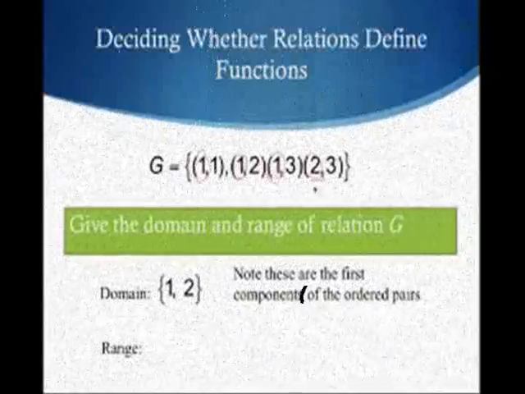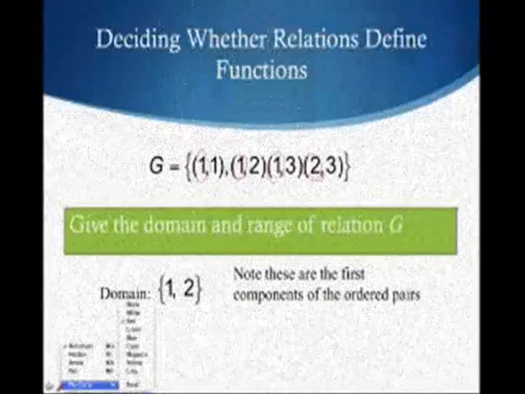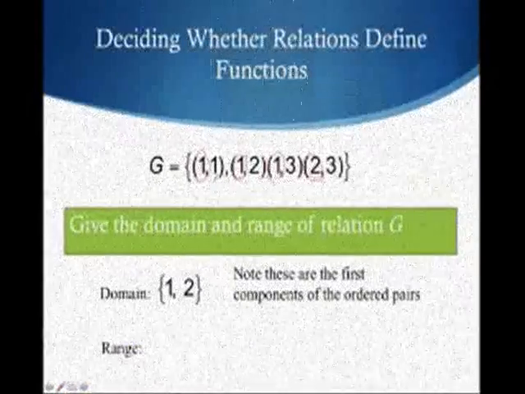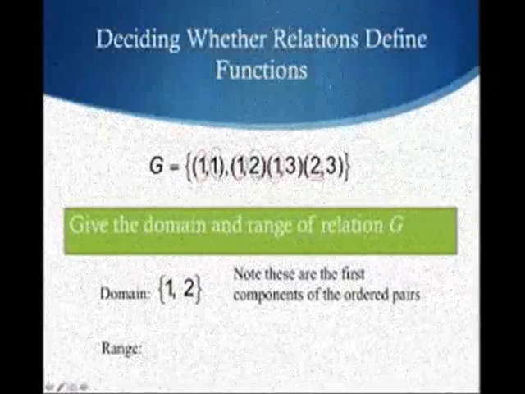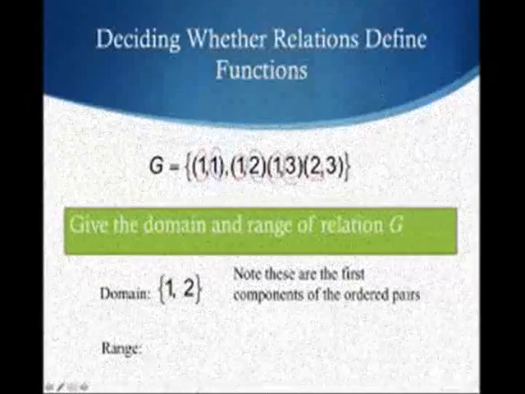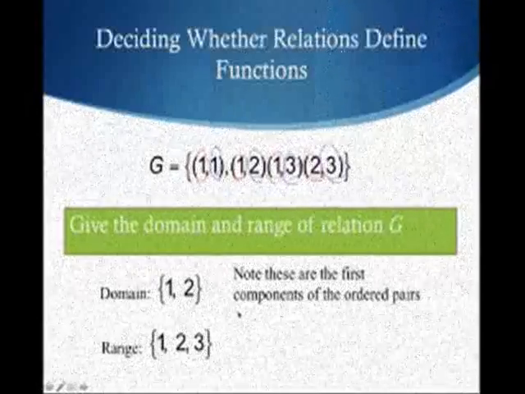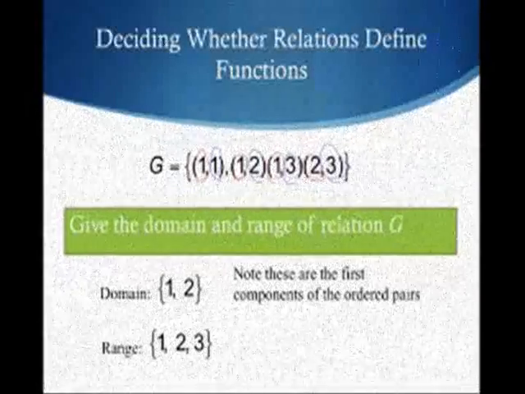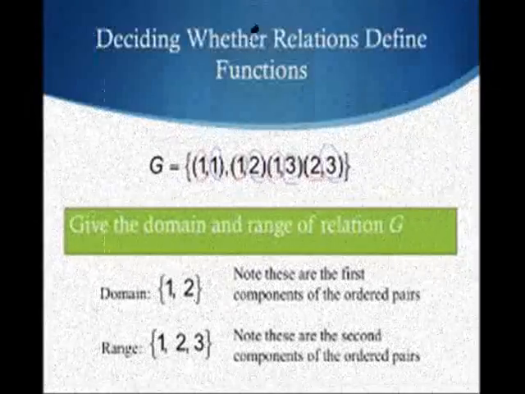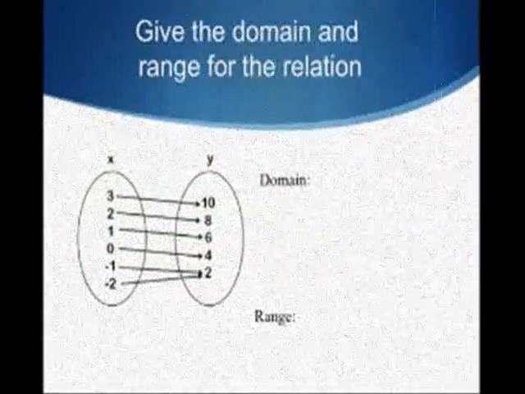These are my first components. All right, what about the range? Well, I have a 1, a 2, a 3, and a 3. And so what do I list? I list the 1, the 2, and the 3, even though 3 is repeated. And again, these are my second components.